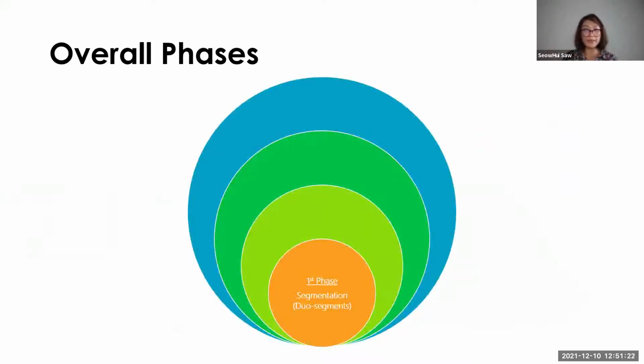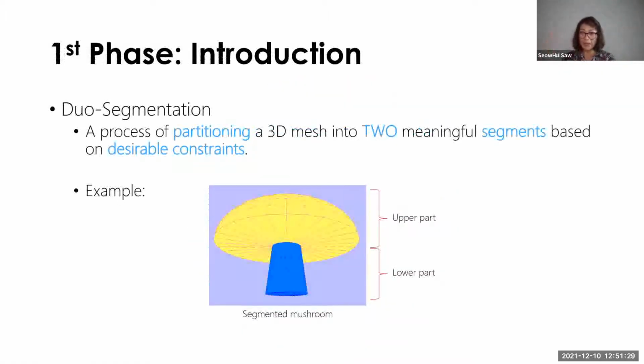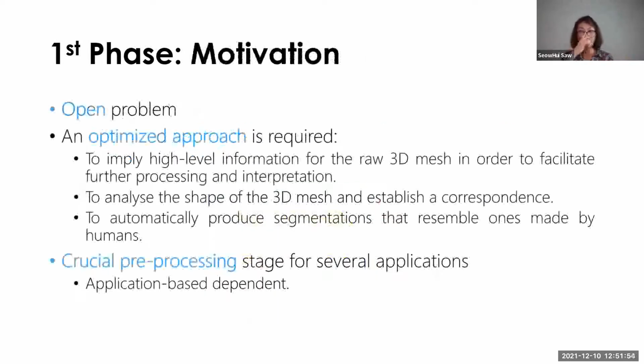Now, the first phase is my findings on 3D mesh dual segmentation. What is it about? Dual segmentation involves a process of partitioning a 3D mesh into 2 meaningful segments based on a desirable constraint. For example, this again, the 3D mushroom, is divided into 2 parts as you see by the different colors. The yellow color indicates the upper part, while the blue indicates the lower part.